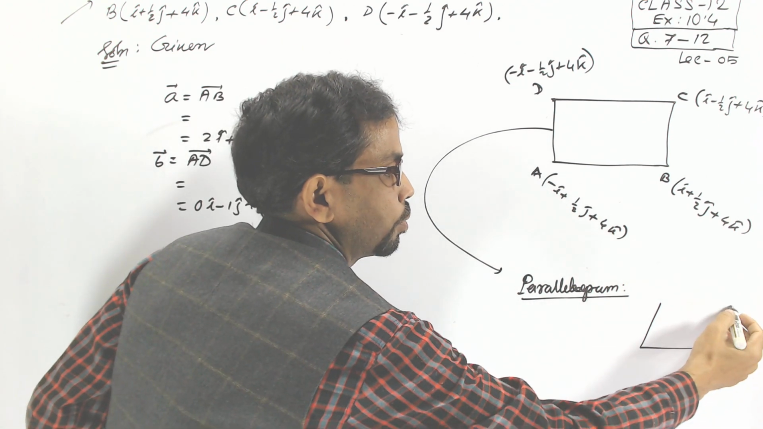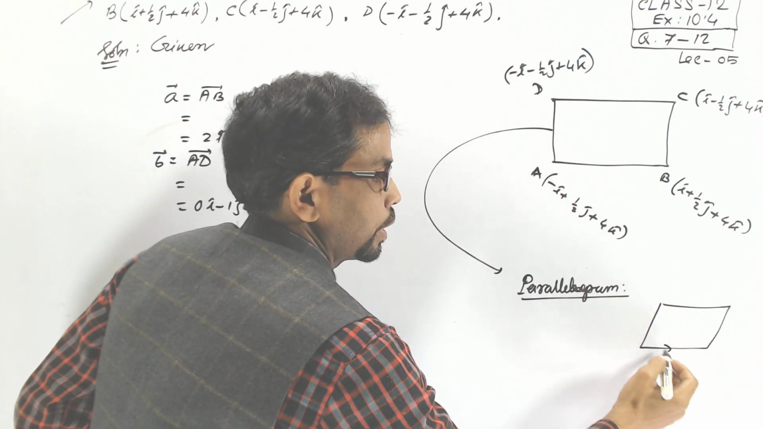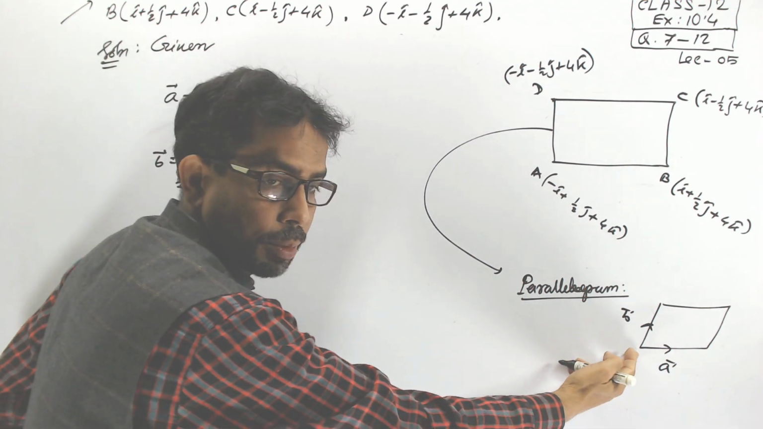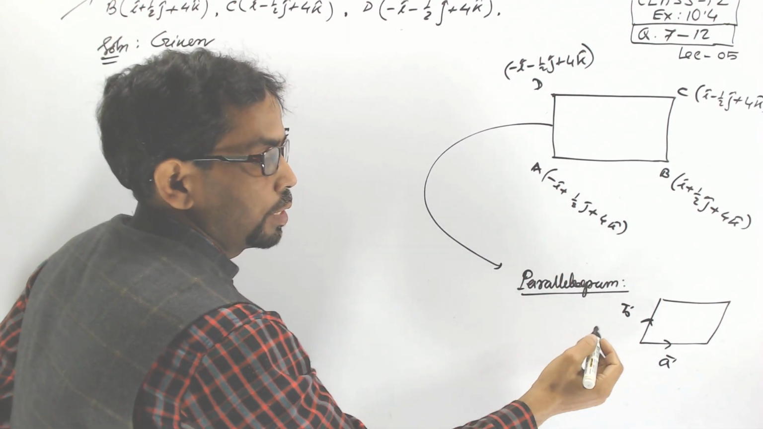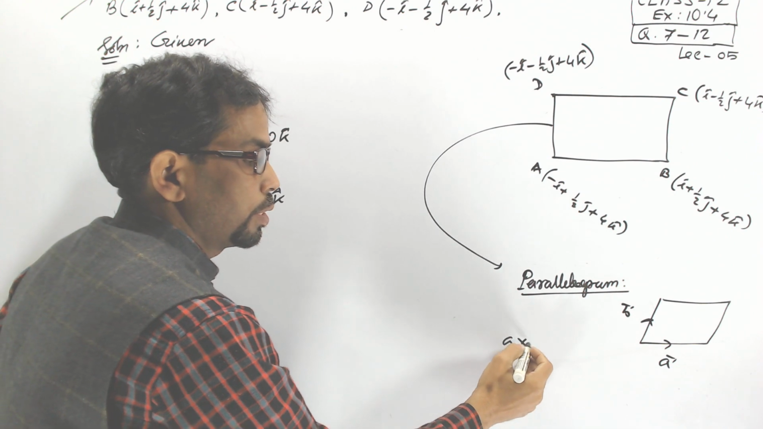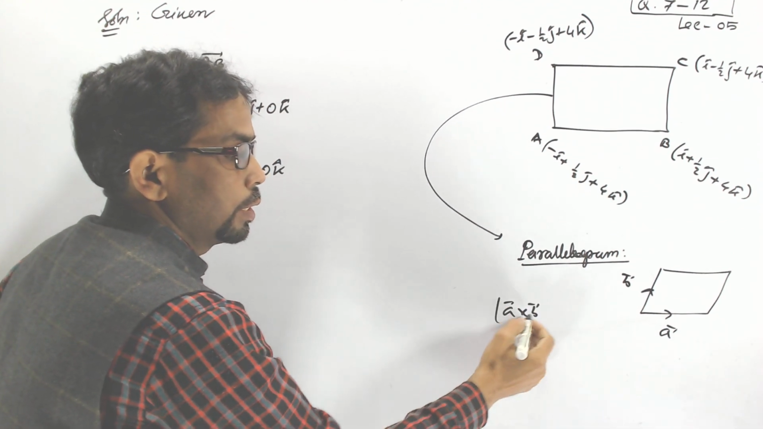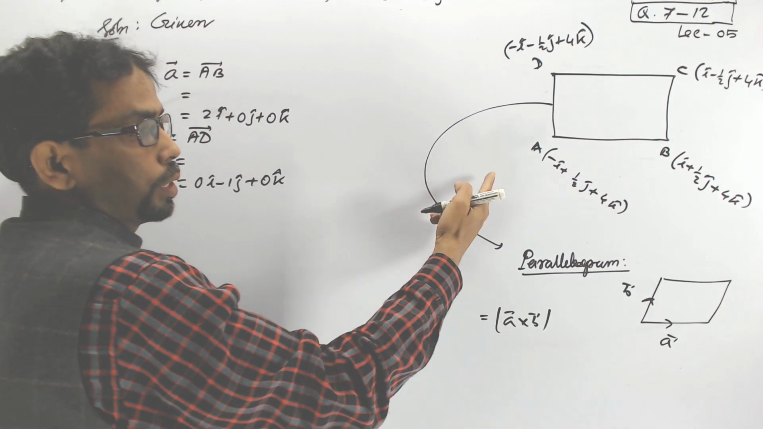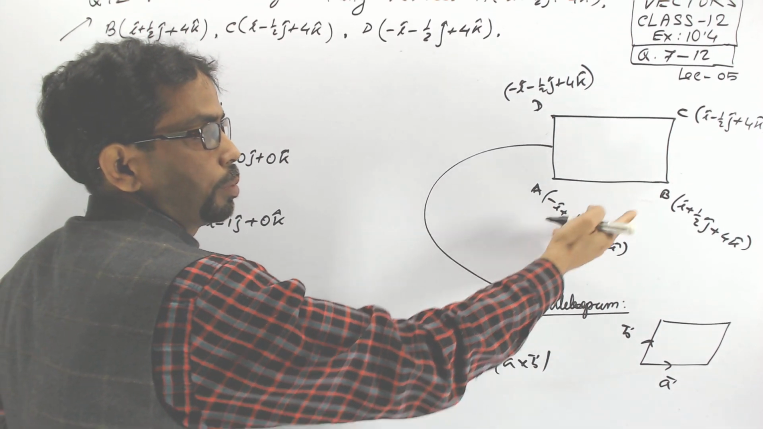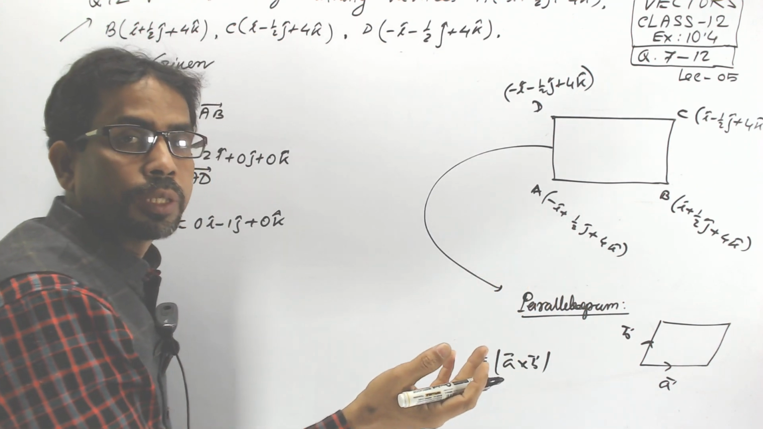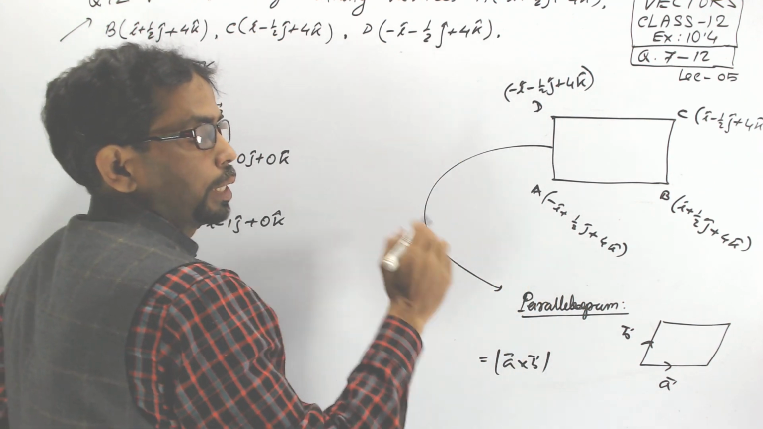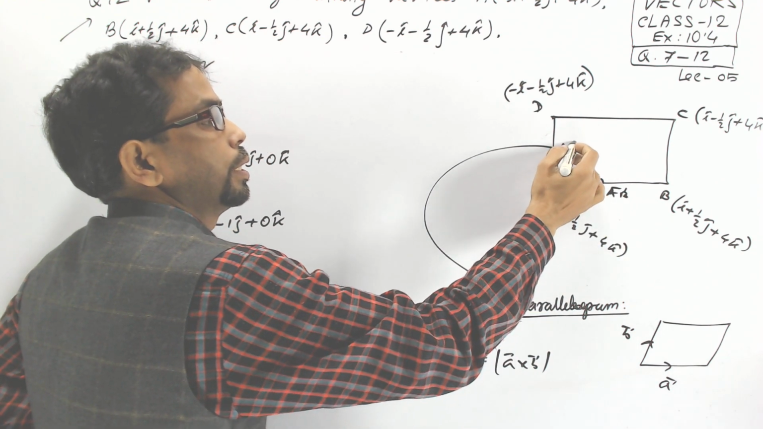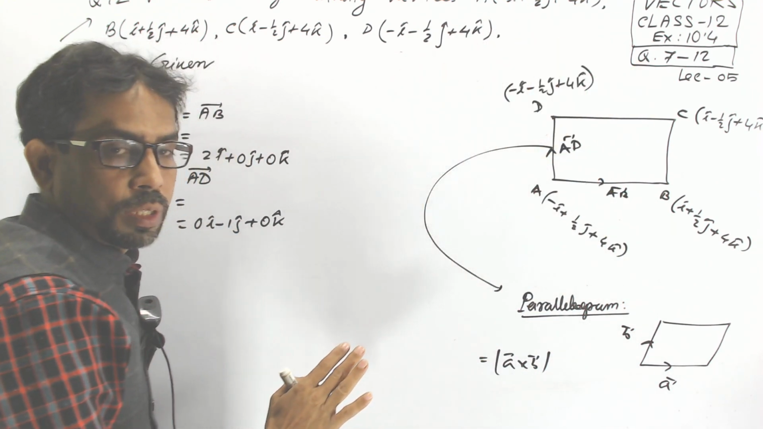For a parallelogram we have the formula: if A and B are two adjacent sides, remember adjacent sides, the sides starting from the same point, then first we find the cross product, and the magnitude of the cross product represents the area of the parallelogram. In this case the sides are not given, the vertices A, B, C, D are given, so we have to find any two adjacent sides. I'll start from point A. One I'll take AB, another I'll take AD. Point C is not necessary for the calculation.